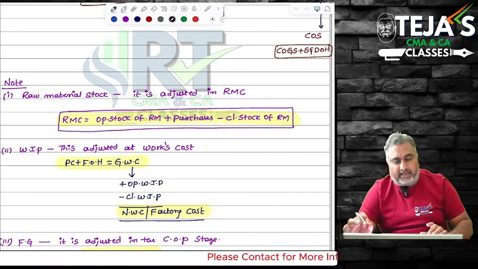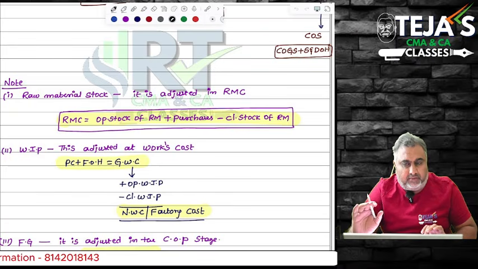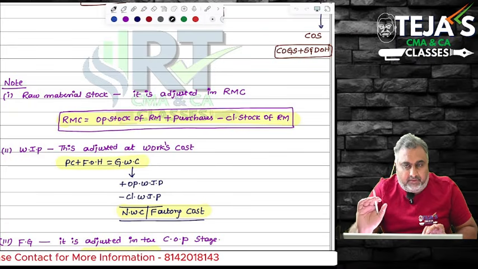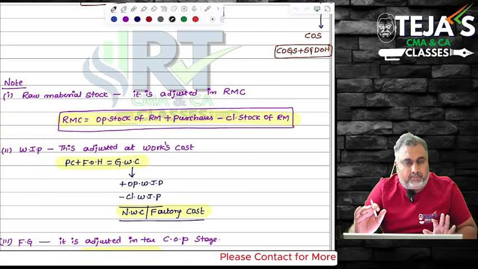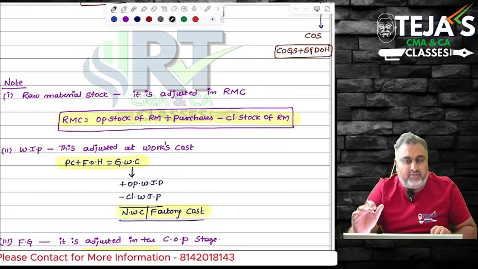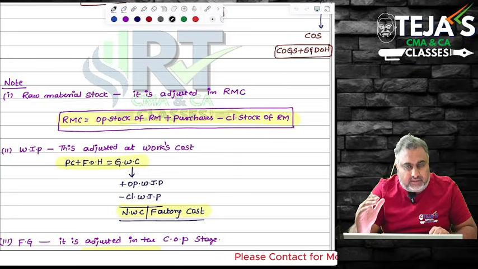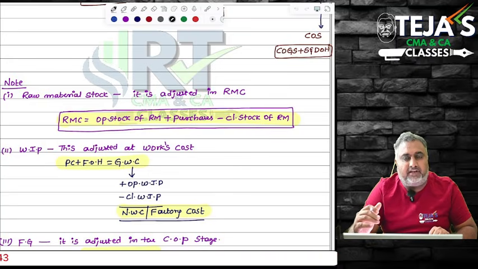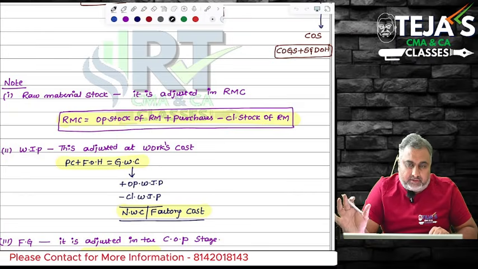Once you add all three things, we call it prime cost. Why do we call it prime cost? These three expenses play an important role. Important means prime. From the total cost point of view, if you observe, these three expenses play a very important role. That's the reason we call it prime cost.